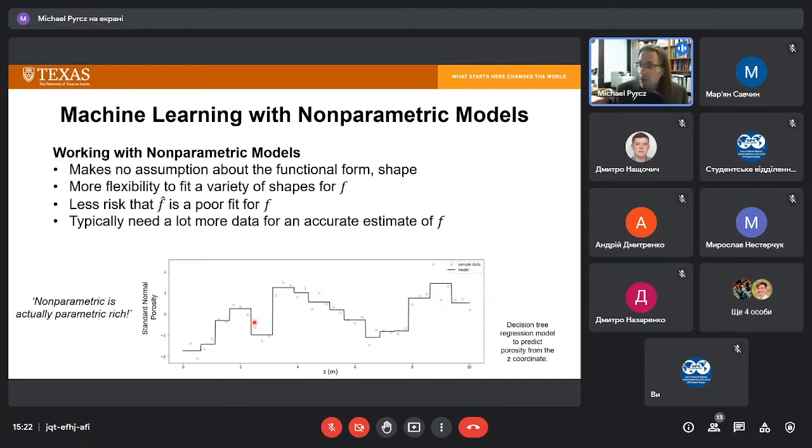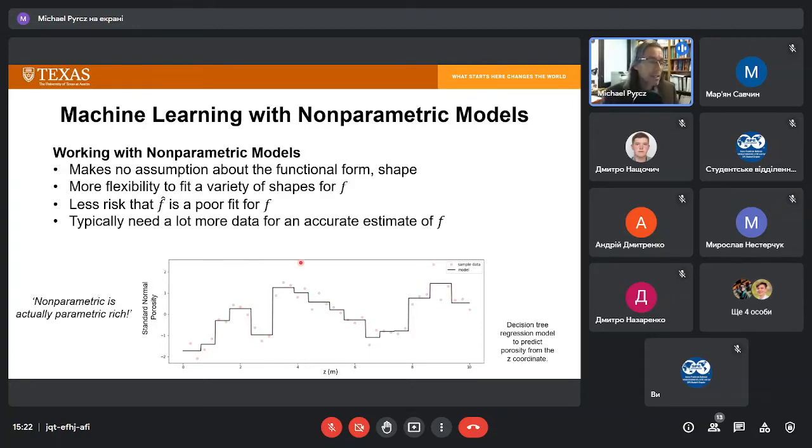A non-parametric model for machine learning makes no assumption about the functional form or shape. It's more flexible to fit a variety of shapes. Okay, so here's an example from decision trees. And so the decision tree model is able to learn the shape of the relationship. It's not stuck with a linear model.